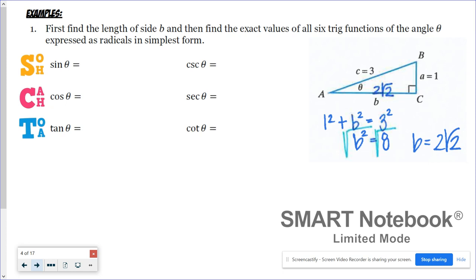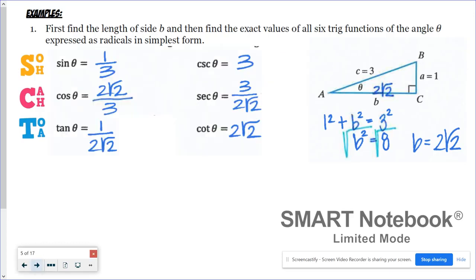Because you find sine, so sine is the opposite over hypotenuse, so you get 1/3, and then you flip it, and you get cosecant. So cosecant is 3/1, or even better, 3. So let's do that with the remaining trig functions. If we do that with cosine, we get 2 root 2 over 3, and then we flip it, and we get that secant is 3 over 2 root 2. Tangent is opposite over adjacent, so tangent is 1 over 2 root 2. We flip it, we get cotangent, which is 2 root 2.